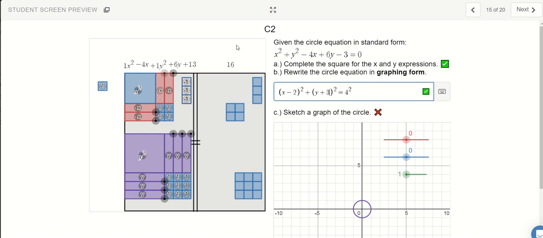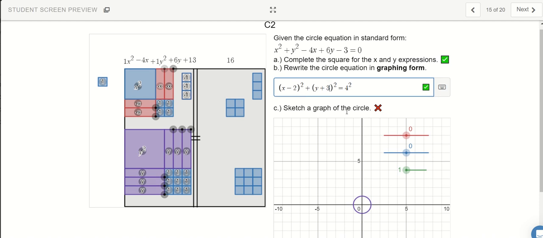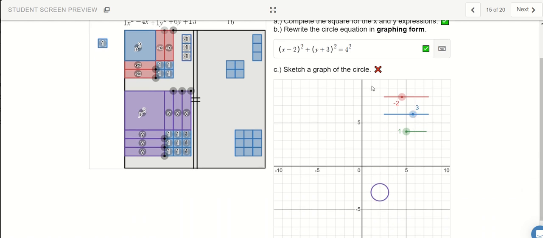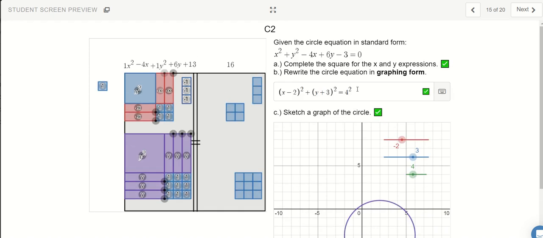Okay, so here, now that we have our shift, we can go ahead and graph it. Notice that when I do minus 2, it's going to move to the right. Notice that plus 3 is going to move it down. And it's going to have a radius of 4 squared, so it's going to be 4. All right, 4 squared, this is the 16 that we have over here.